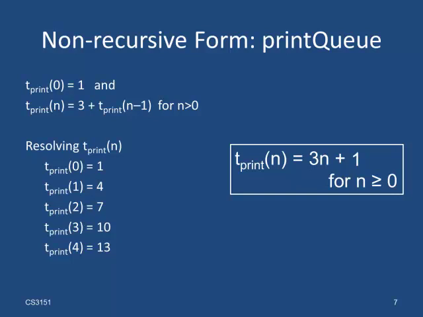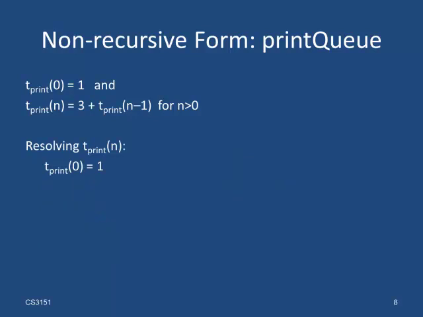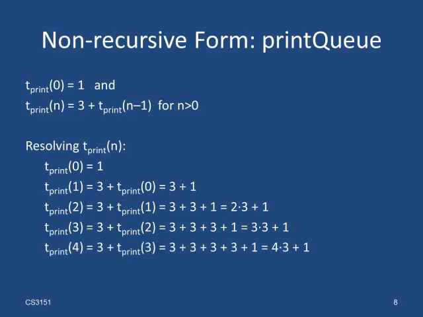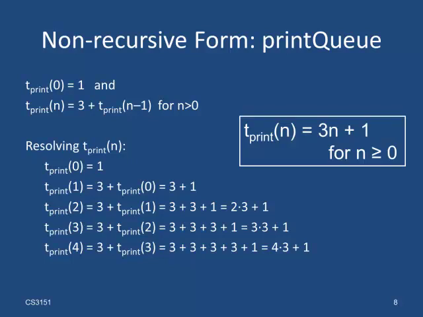If you cannot figure out the non-recursive form, try to recalculate the function values without calculating the final value. For example, tprint of 0 is 1, but now when calculating tprint of 1, keep the result as 3 plus 1. When calculating tprint of 2, then we get 3 plus 3 plus 1, or 2 times 3 plus 1. Tprint of 3 is then 3 plus 3 plus 3 plus 1, and you will notice that we add the 3 times, which happens to be the argument value. Tprint of 4 is 3 plus 3 plus 3 plus 3 plus 1, or 4 times 3 plus 1. Now it is easier to see that tprint of n is equal to 3n plus 1. At least that seems to be the case. We have not proven that it is really the case.